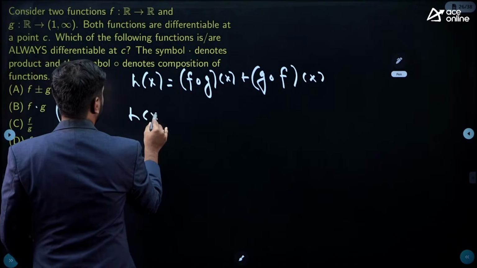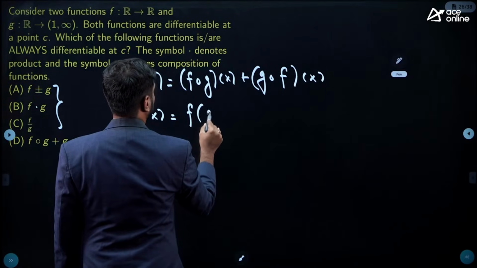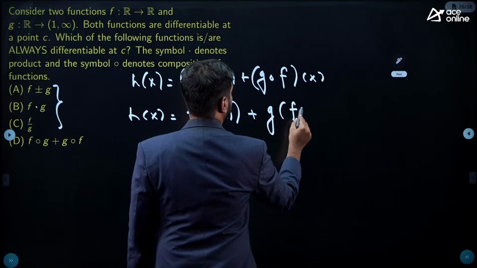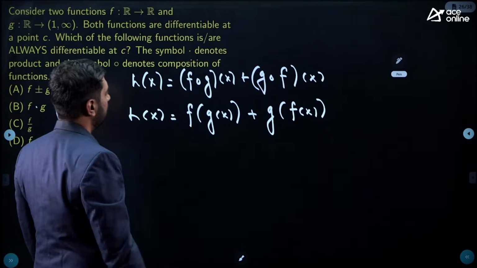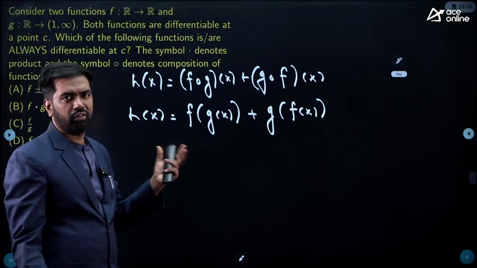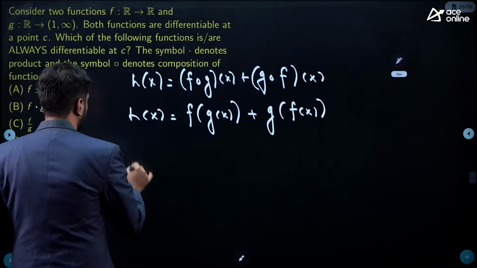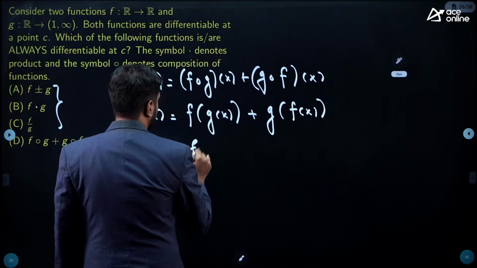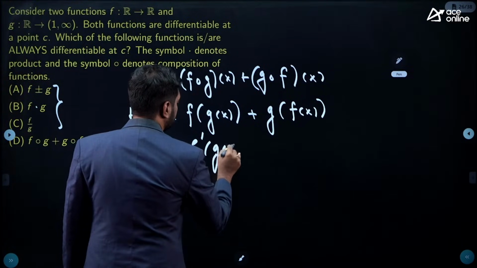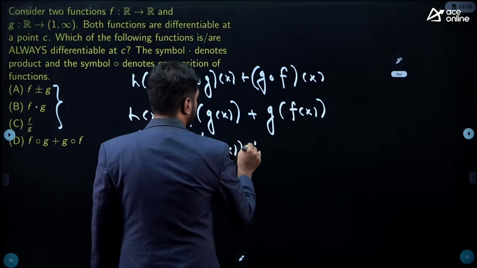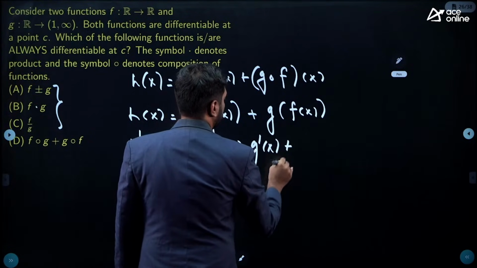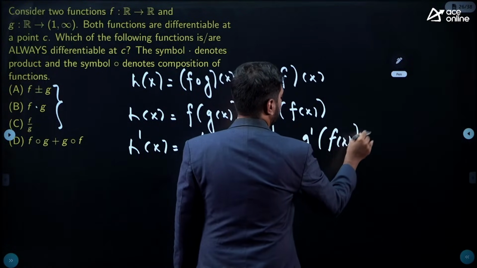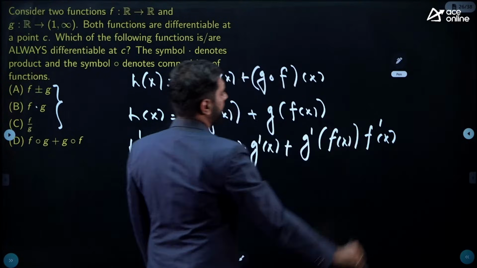So you can simplify this. h of x will be f of g of x plus g of f of x. Now I want to know whether this is differentiable or not. So I'll take the derivative on both sides. So h dash will be f dash of g of x into the derivative of the inside quantity, that is g dash of x, plus g dash of f of x into the derivative of the inside quantity.